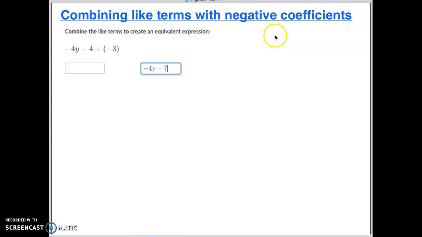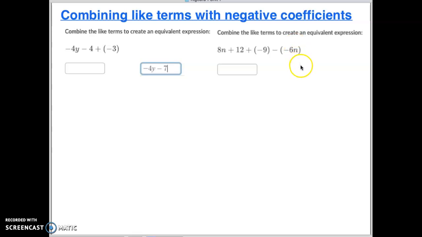Let's do a couple more. These are pretty easy. All right, here's a longer one. Does anyone remember what we do when we have two negatives together? Two negatives create a positive. That's correct. So positive 6n, and here's a positive 8n. So what is positive 8n plus positive 6n? 14n. Very good. And what is positive 12 and negative 9 equal? So positive 12 and negative 9 would equal 3. So it should be 14n plus 3.